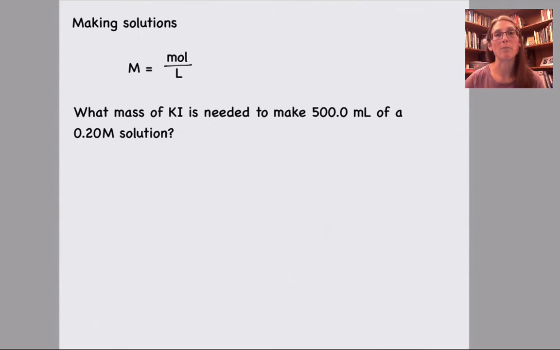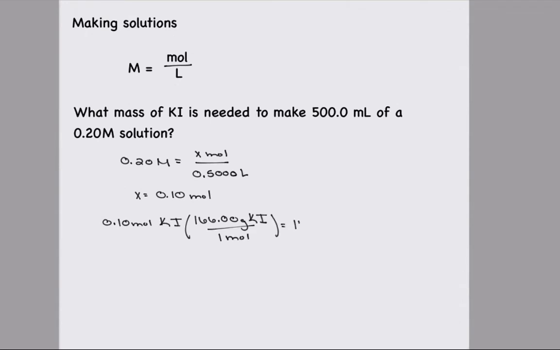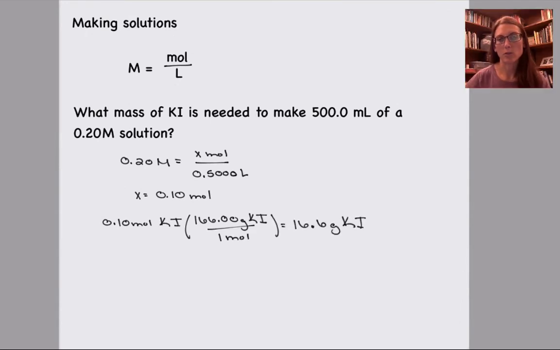So for example, what mass of potassium iodide would I need in order to make 500 milliliters of a 0.2 molar solution? Just a quick note, as you already know, you do need to make sure you have liters in for the volume because the molarity equation is by definition moles over liters. But this is going to tell you how much of that solid you're actually going to need to weigh out in order to make the solution.